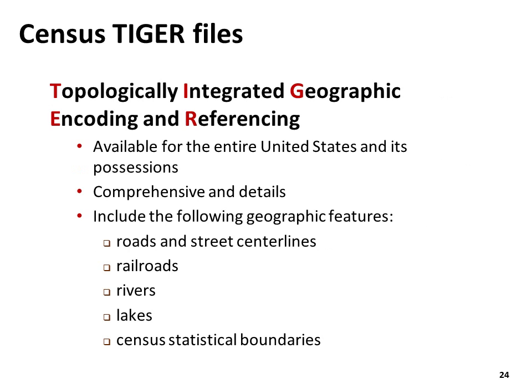So we ended up with something called the TIGER files, the Topologically Integrated Geographic Encoding and Referencing files. These are available for the entire United States and its possessions. They're comprehensive in details. Includes the following geographic features. So the TIGER census data has roads and street center lines, all the railroads, the rivers, the lakes, and all the census statistical boundaries.